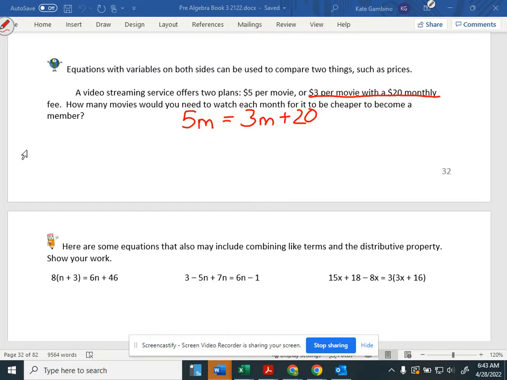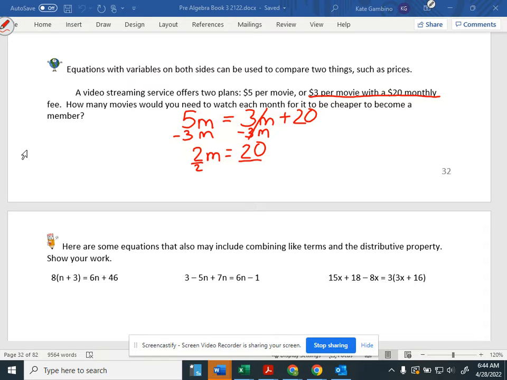So we need to decide how many movies, m equals movies, how many movies do I need to watch to make it better to be doing the membership with that extra $20, how many movies make it better to have that $3 per movie fee. So I am going to move that 3m. I'm going to subtract that out from both sides. That gives me 2m equals 20 because 3m minus 3m cancels out.